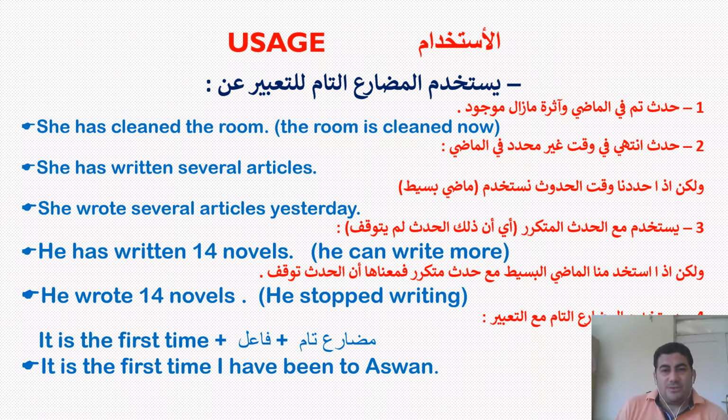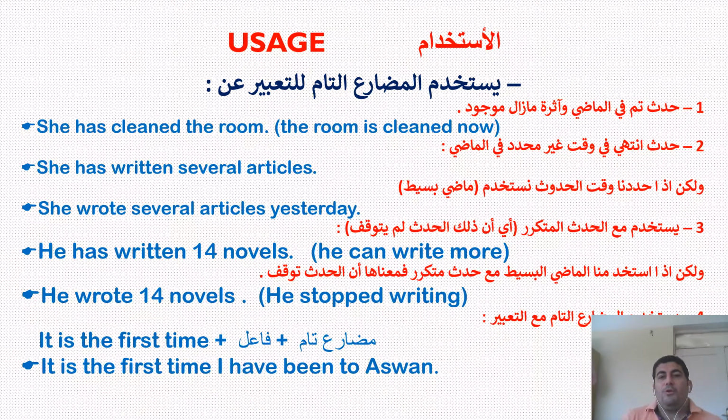Okay, guys? And now, the third usage here is that the present perfect simple tense is used with repeated actions. Repeated actions, okay? Like what? He has written 14 novels. It means that he can write more, okay? And it means that he has written 14 novels up till now. It's impossible to write the 14 novels at a time. So this action is repeated, okay?